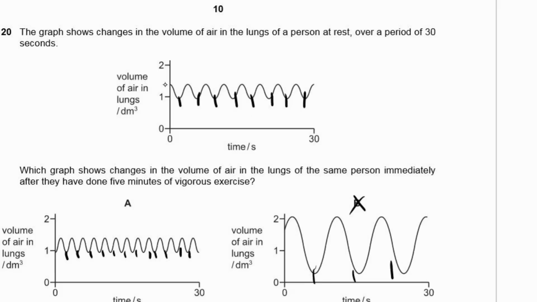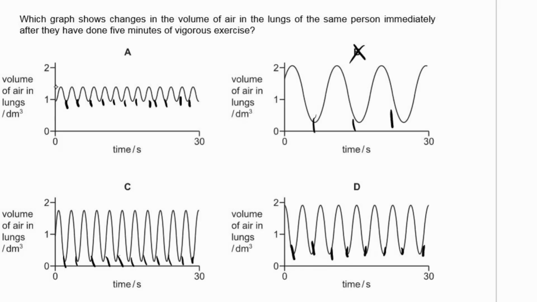Now the depth of breathing. To start off with at rest, the depth of breathing is very small. After exercise, you breathe much more deeply. You should have a much larger volume. So A, the depth is very similar to the beginning. It's not A. C, it's much deeper. It's a much larger volume. And as we said before, it's not D because it's the same rate. So the answer here is C.